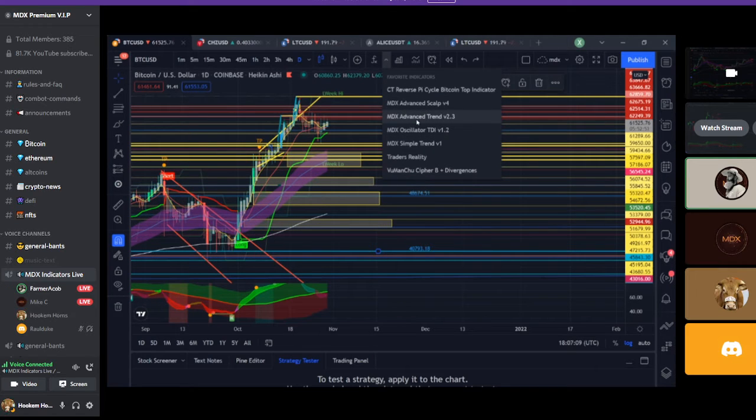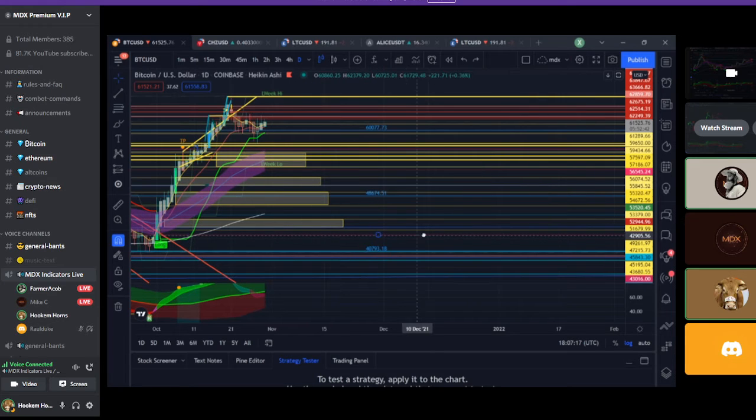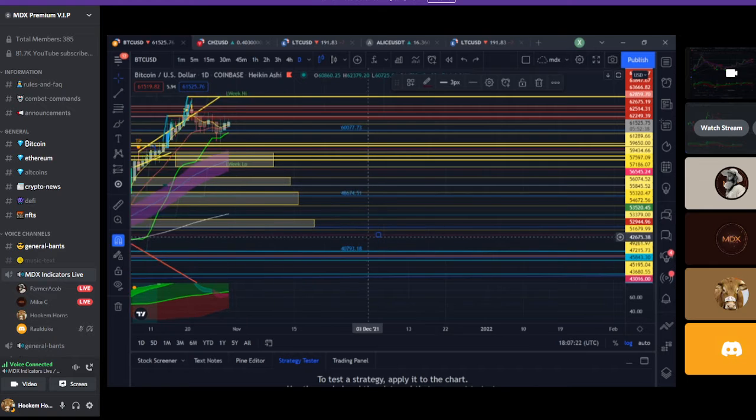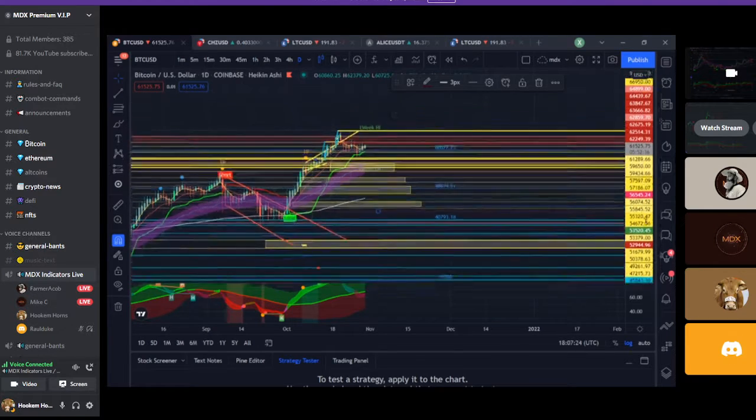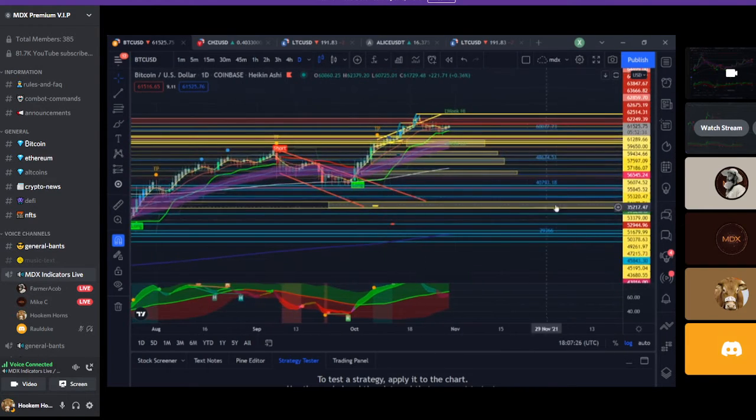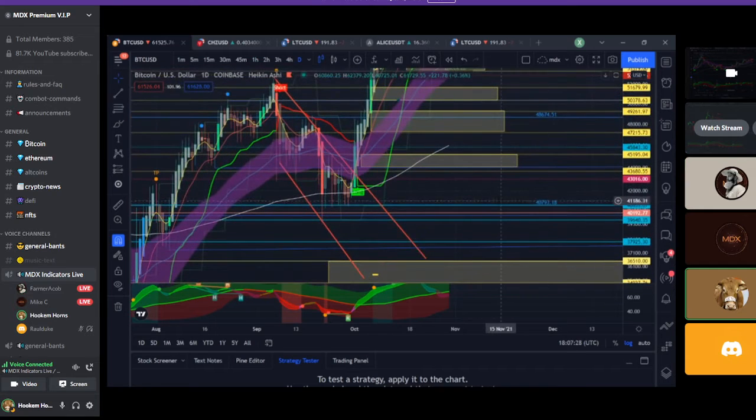Advanced Trend V23. Which one is advanced trend? Is that the one that tells you long or short? That's the one I'm using. Okay, yeah, I think I like that one better. So that's advanced trend. Change my favorites. Okay.